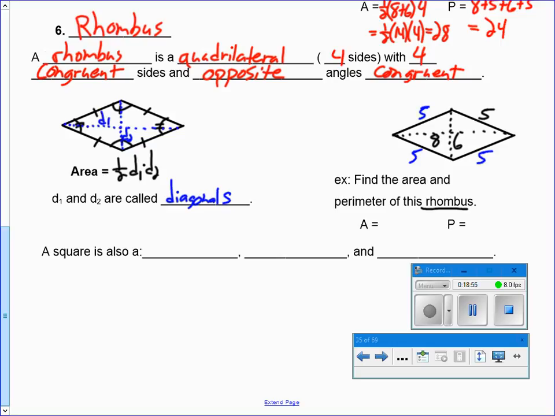And for the area, we're going to be multiplying the two diagonals. So we say that 8 is diagonal 1, 6 is diagonal 2. So area is going to be 1/2 times 8 times 6. So half of 8 is 4, and 4 times 6 is 24, would be the area. For the perimeter, again, just adding up all the sides. 5, 5, 5, and 5. So that would be 20.